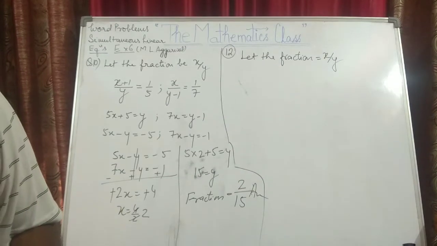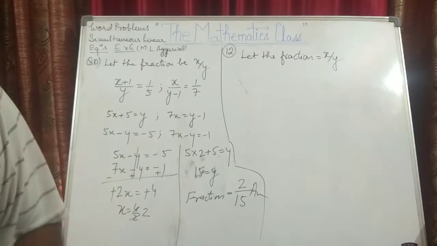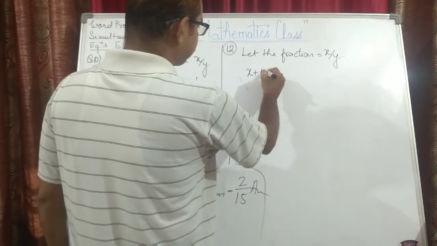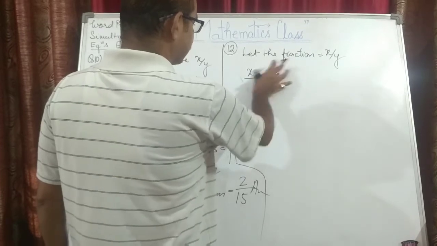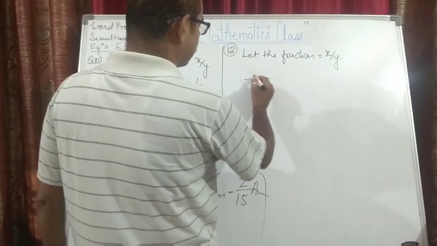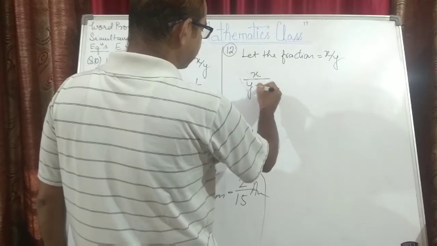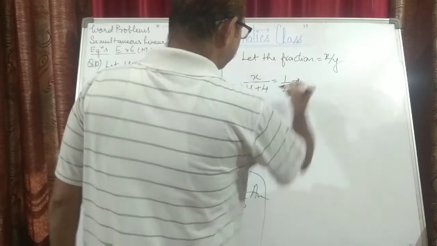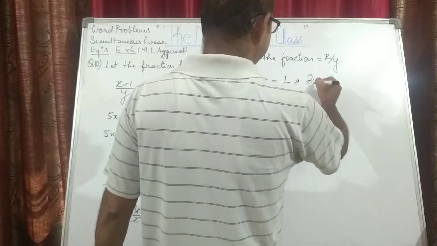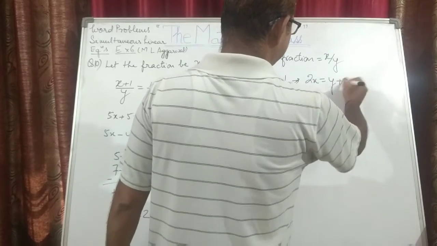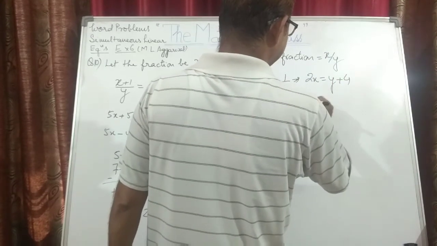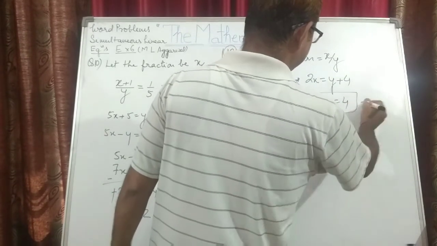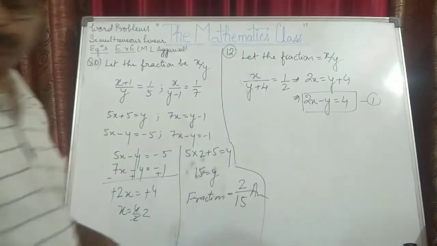Second point is, it becomes 1 upon 2 when the denominator is increased by 4. Denominator is increased by 4 and numerator remains same. It becomes 1 upon 2. So when you will cross multiply, this will become 2x is equal to y plus 4, or it can be written as 2x minus y is equal to 4. This is first equation.